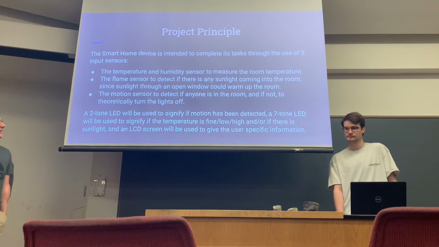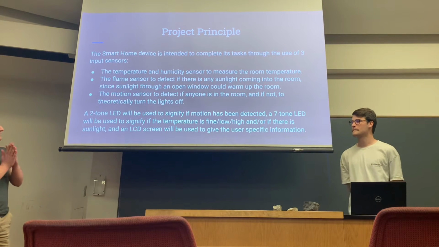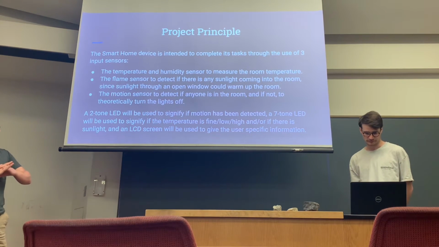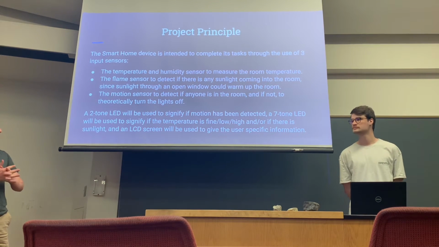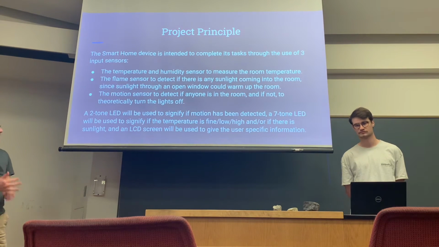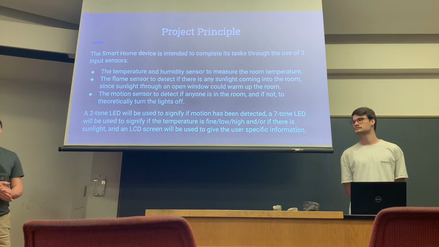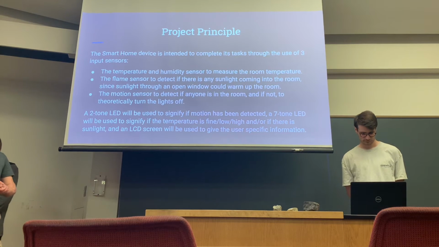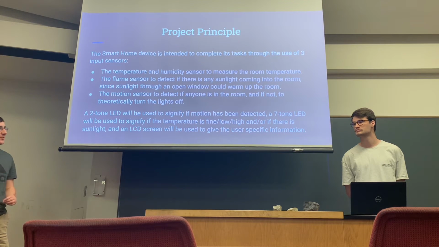Alright, the smart home device was intended to complete its task through the use of input sensors. The input sensors that we were looking at were the temperature and humidity sensor, which would measure the room temperature, which would help with the AC and heat aspect of the project. The other input sensor was a flame sensor, which would see if sunlight was detected. So based on the situation in the room, let's say the AC is on, but the door or the window is open, that tells the LCD to tell the person to close those windows to maximize efficiency.